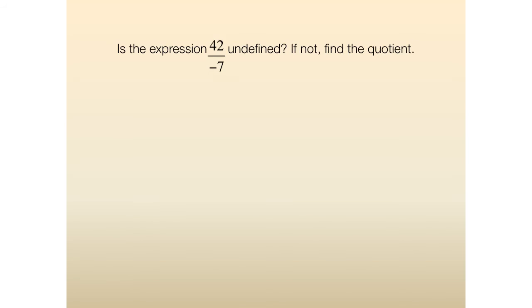Is the expression 42 over negative 7 undefined? Remember, in order for it to be undefined, 0 has to be the denominator. And if I put an N as the numerator, it tells you the word no. You can't put 0 as the denominator. So since this isn't undefined, let's find the quotient.